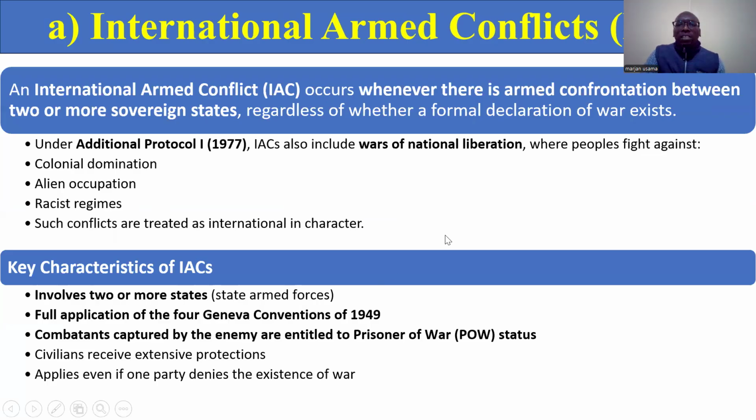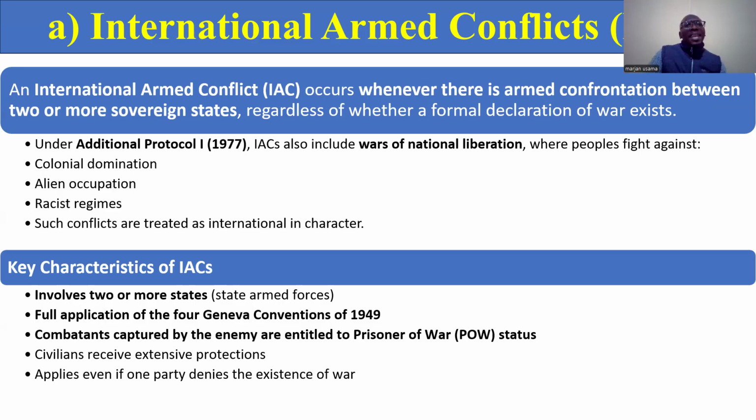International armed conflict occurs whenever there is armed confrontation between two or more sovereign states, regardless of whether a formal declaration of war exists. So international armed conflict occurs between two or more states. For example, if Somalia is having a war with Ethiopia and Djibouti, that is an international armed conflict. Three independent countries are involved.